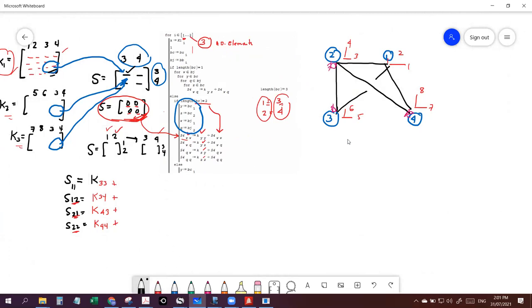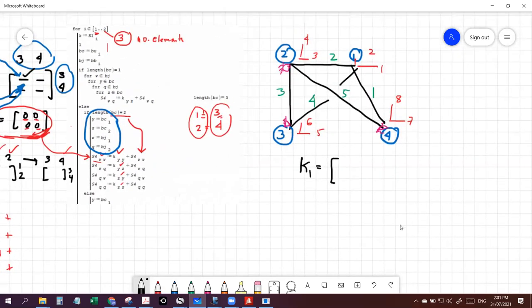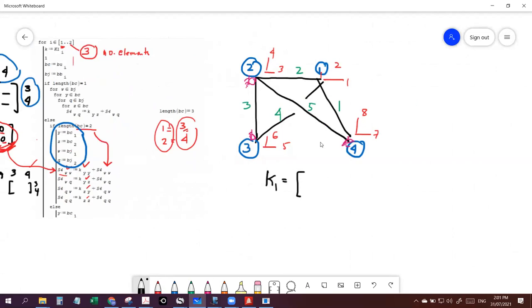Okay. So let's again make the K per member. I will assign this as member 1, member 2, member 3, member 4, member 5. So I have 5 members. So K1 is set as, say, 7, 8, 1, 2, right? This is member 1. So I started from 4 to 1.